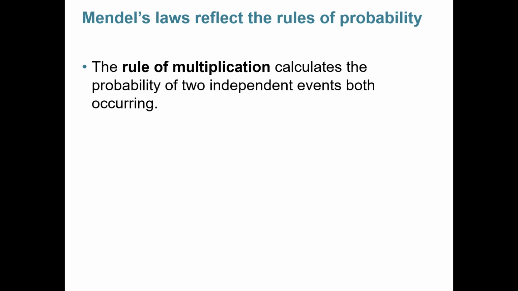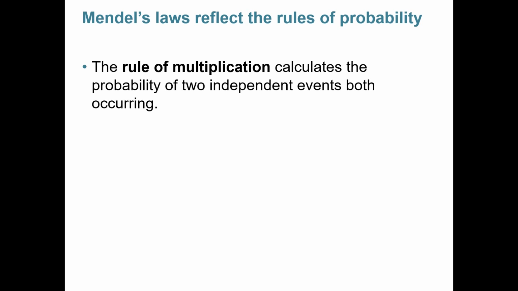And probability relies on a few different rules. If you understand the probability of something and the rules, you can solve problems like these without using a Punnett square. The first rule is the rule of multiplication. This calculates the probability of two independent events both happening.